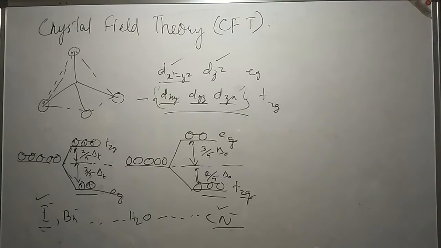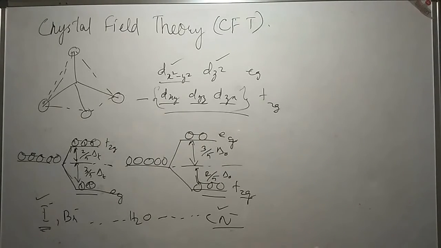That is how the weak field ligand and strong field ligand are differentiated. And from there we come to know the magnetic properties, whether that particular complex will have diamagnetic or paramagnetic properties. That is how we come to know.